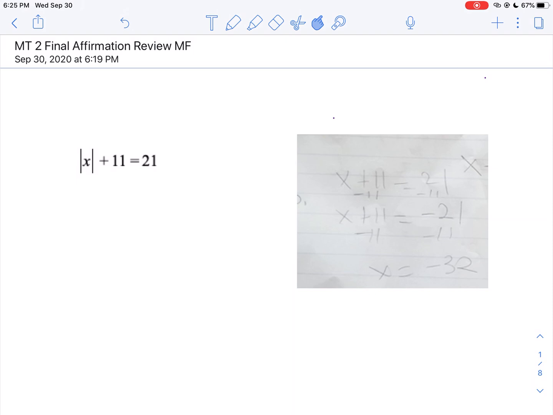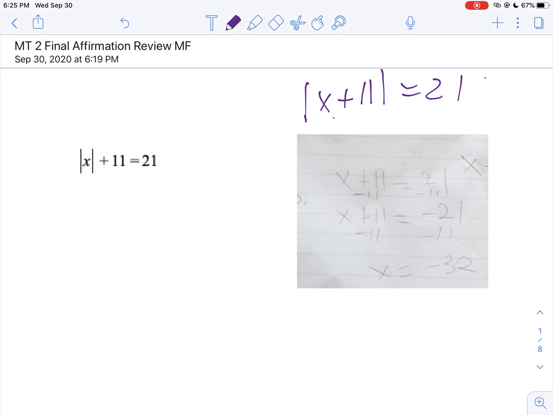This first one, thanks for showing your work. The work really helps me see your thinking. You solved the equation, the absolute value of x plus 11 equals 21. That's what your work is for. But notice in this problem, 11 isn't inside the absolute value. You need to isolate the absolute value first before you make the two equations.